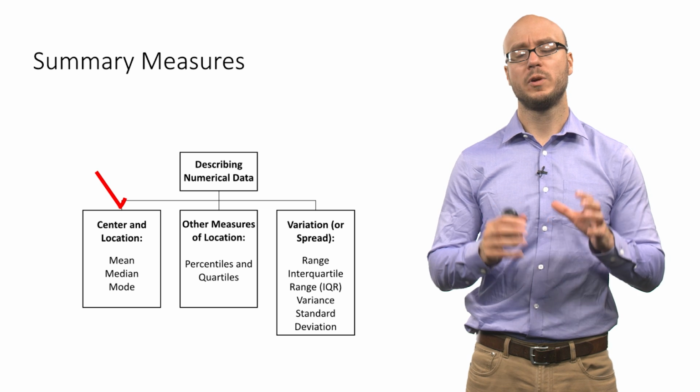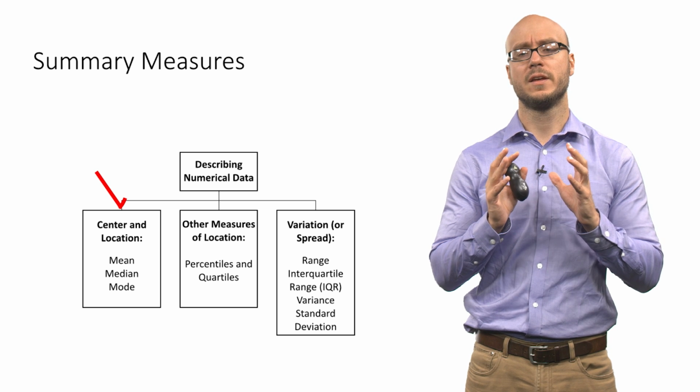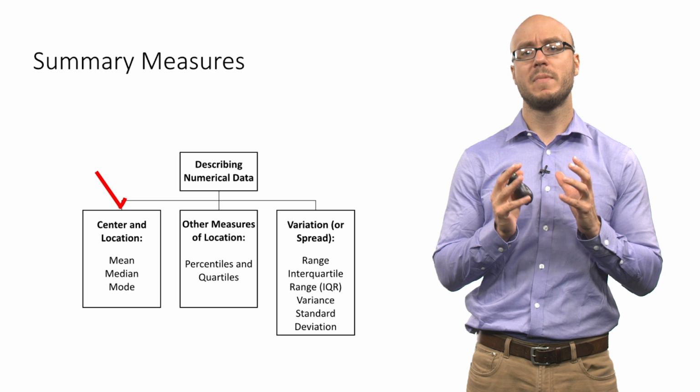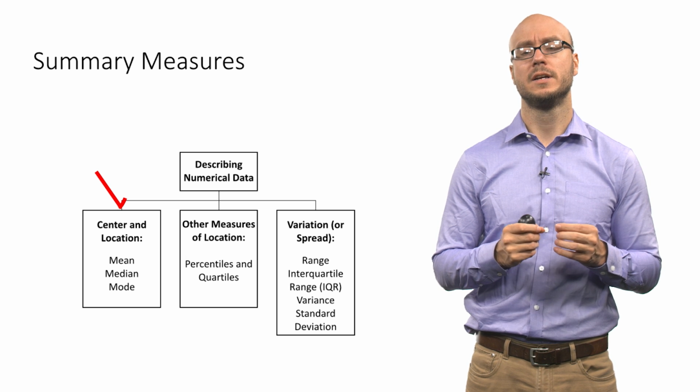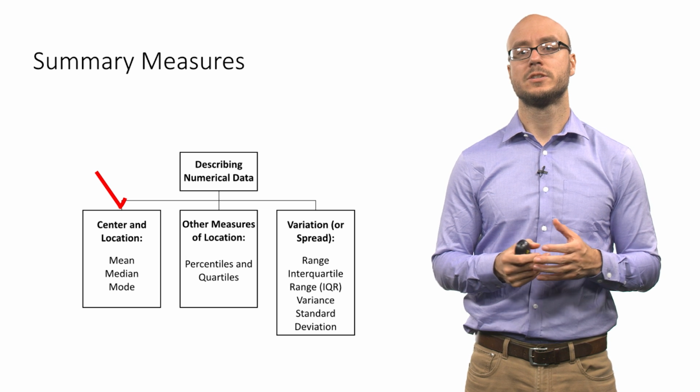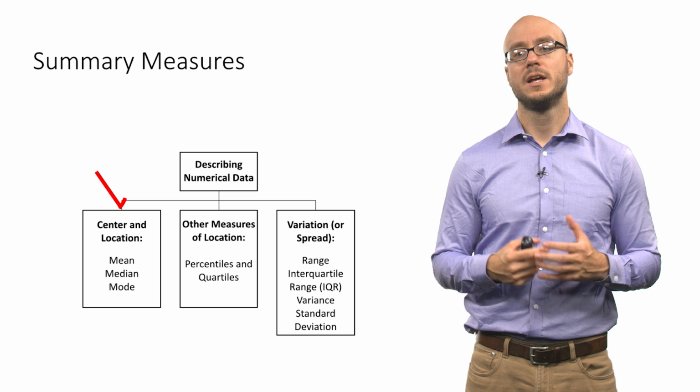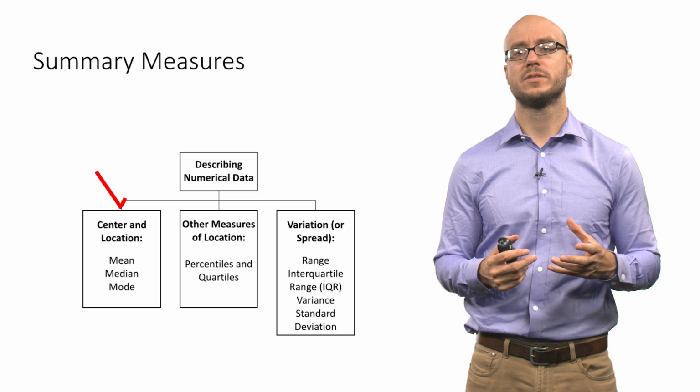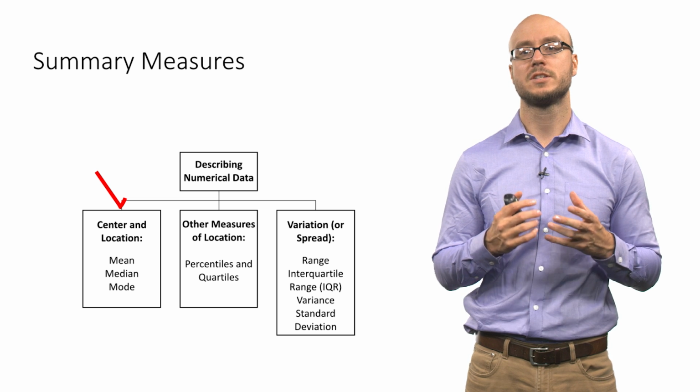So with that, we've really uncovered the three major measures of center and location. So the mean, median, and mode. Next, we're going to talk about other measures of location, percentiles and quartiles.